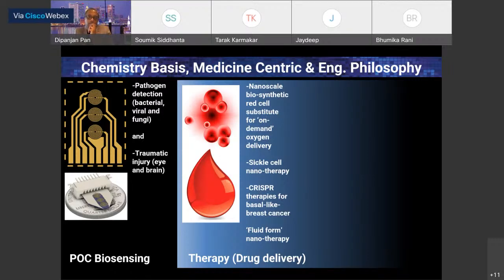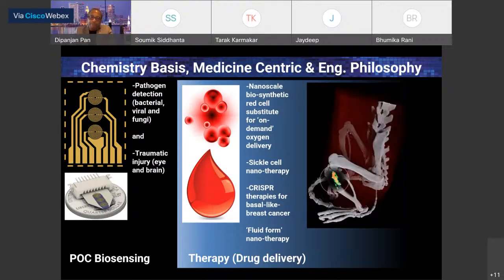The most successful project would be the nanoscale biosynthetic red cell substitute for on-demand oxygen delivery, and that's the basis of the company Kelocyte. But there are other areas where we are also focusing, for example, gene editing CRISPR therapies for breast cancer. And also, we recently showed that a fluid form nanotherapy is possible, where nanoparticles will be generated inside the cancer cells.